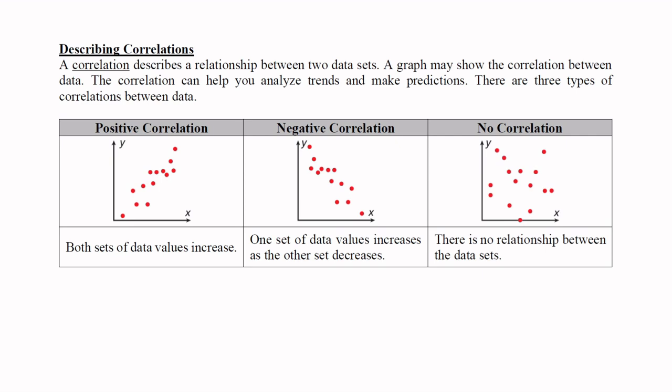And then finally, no correlation occurs when there is no relationship between the data sets. So looking at this graph of data, you can't really determine if the data is increasing or decreasing overall. So it looks like there's no correlation, or no relationship between the data sets.